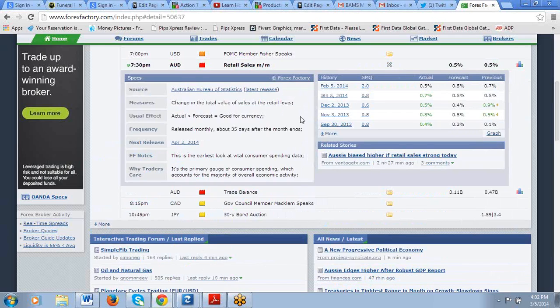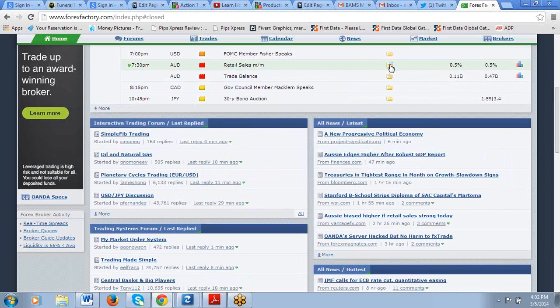Retail sales, of course, that's simply what's happening in terms of the retailers in the country itself. The total value of sales at the retail level. So if the actual is greater than the forecasted one, then it's good for the currency. Last one, there's no change, it's 0.5%. But January, on the other hand, and December is more than that because of the holidays. So it'll be interesting to see whether retailers have been shopping or not.